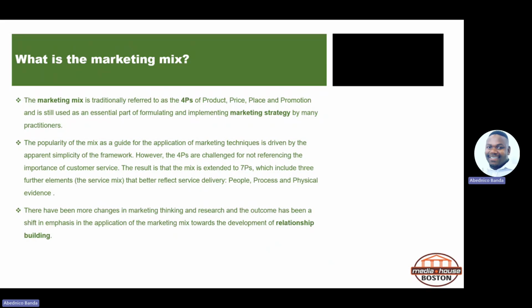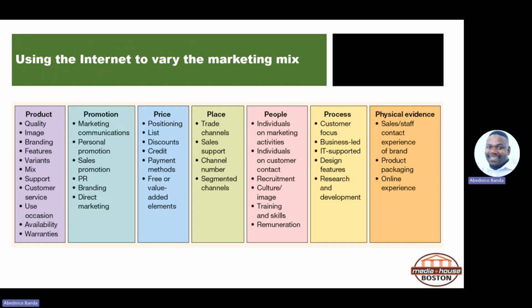There have been more challenges, though, in the marketing thinking and research, and the outcome has been a shift in emphasis on the application of the marketing mix towards relationship building. So these are the elements of the marketing mix and how you could then use the internet to vary these marketing mix. So I've already mentioned the product, I've already mentioned promotion, price, place, people, process, and physical evidence.